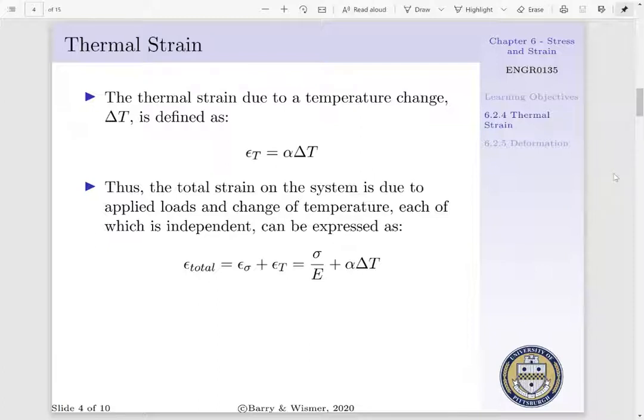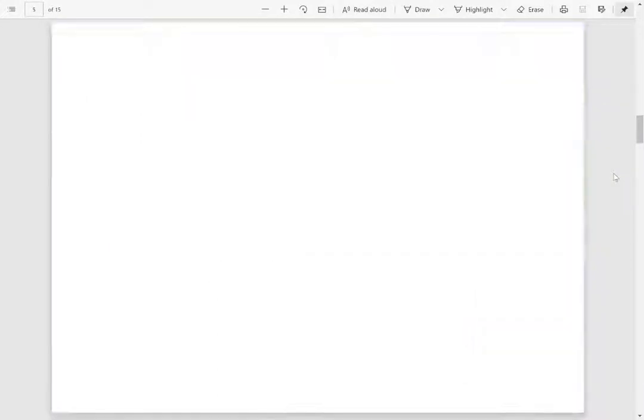Thus, the total strain on the system is due to our applied load and change of temperature, each of which is independent of one another. And we can express strain as our strain due to our stress, i.e. epsilon sub sigma, plus our thermal strain, i.e. epsilon sub T, which is equal to sigma per E plus alpha delta T.